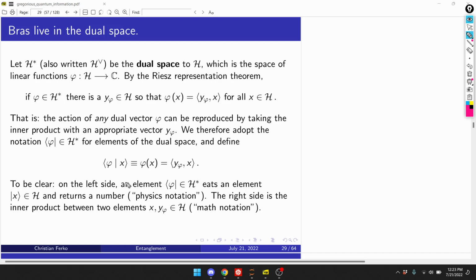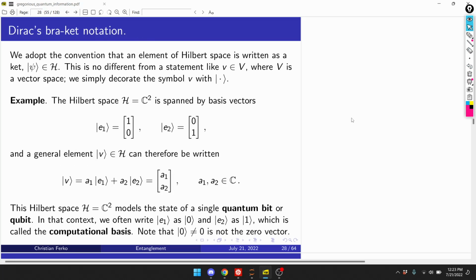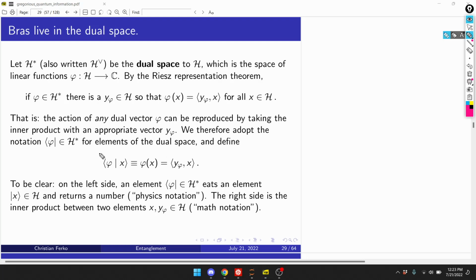But let me be very explicit about this notation. This is the reason why I emphasized a few slides ago that in the math notation, both x and y are elements of H, not H dual. So the difference between the math and the physics notation is merely that when I write a bra and a ket with a bar between them, the one on the left is in the dual space. When I write the angle brackets but not with a bar, a comma, in the math notation, the one on the left is not in the dual space, it's in the Hilbert space itself. That's the only difference. In the math notation, it's an inner product of two elements in Hilbert space.